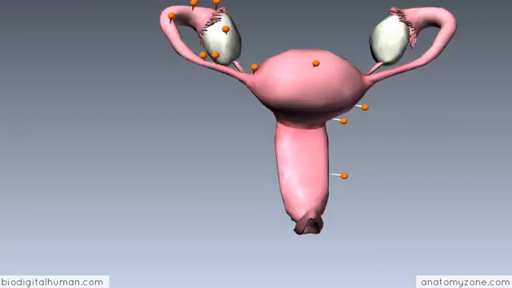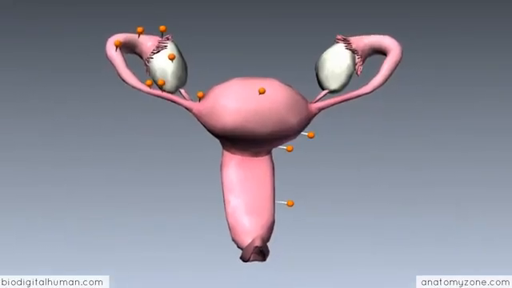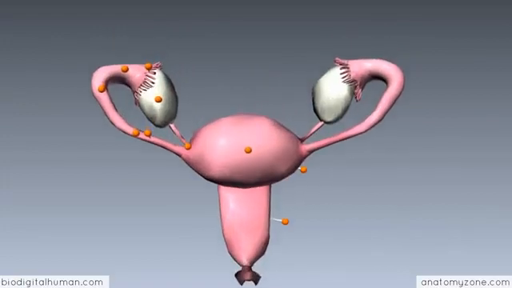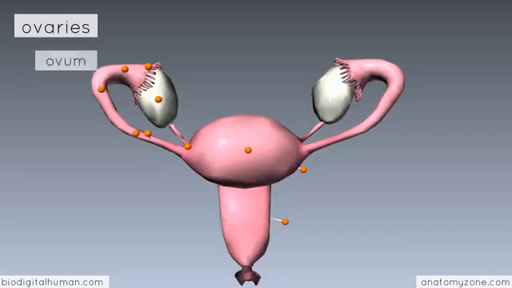So I've just switched to this model here of an isolated view of the female anatomy. So you can see these white oval shaped structures, which are the ovaries, and as I mentioned before, they're the primary sex organs of the female. So they are responsible for producing the female sex cells, or the egg, or the ovum as it's known. And this ovum is released monthly, and the process of releasing the ovum from the ovary is known as ovulation.